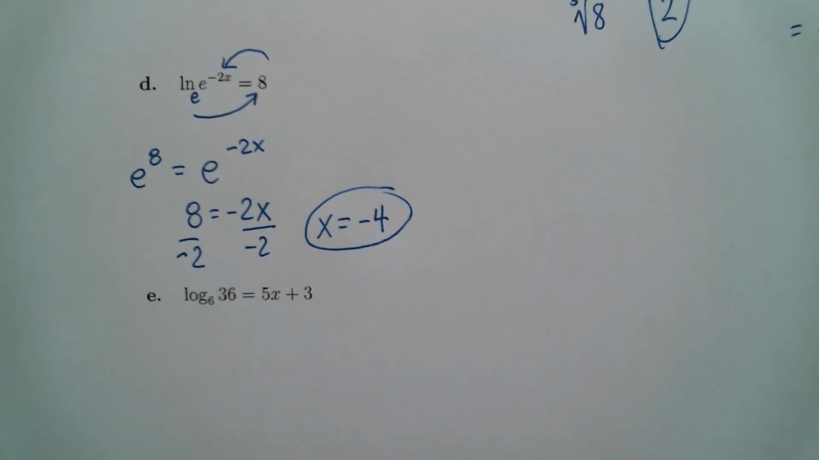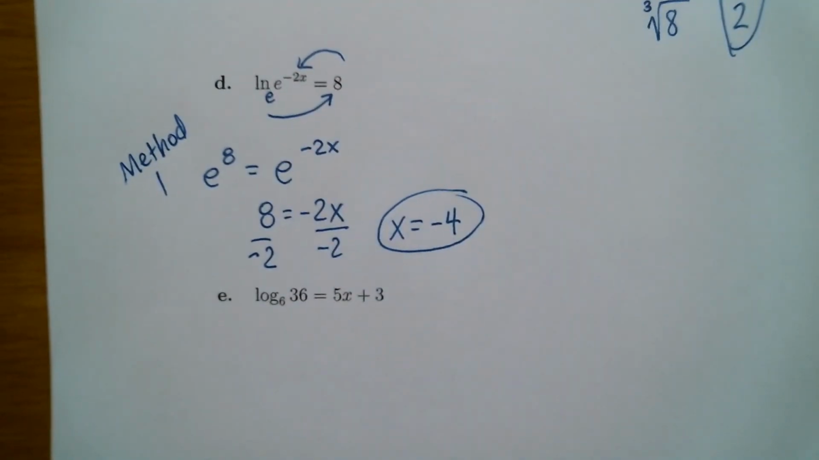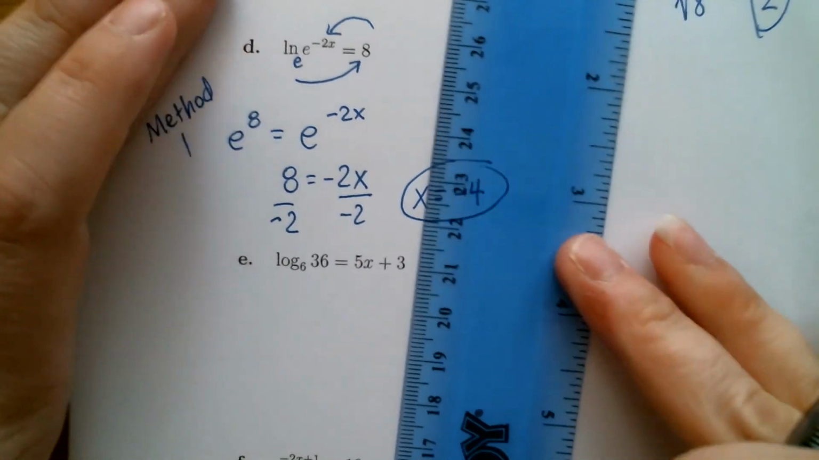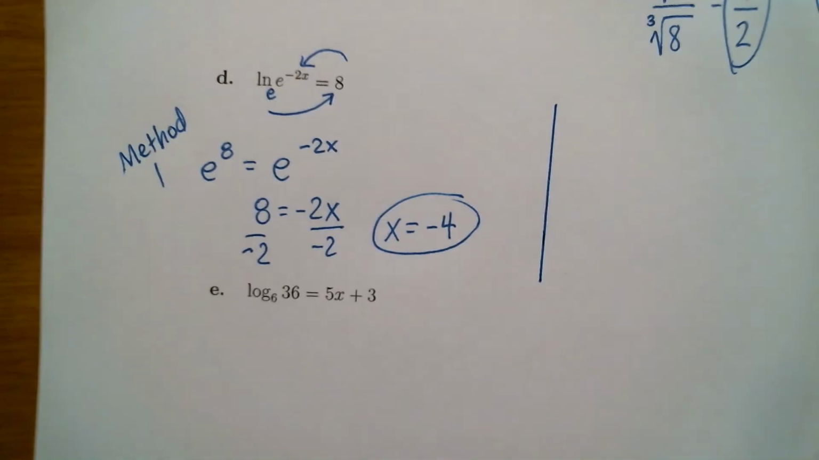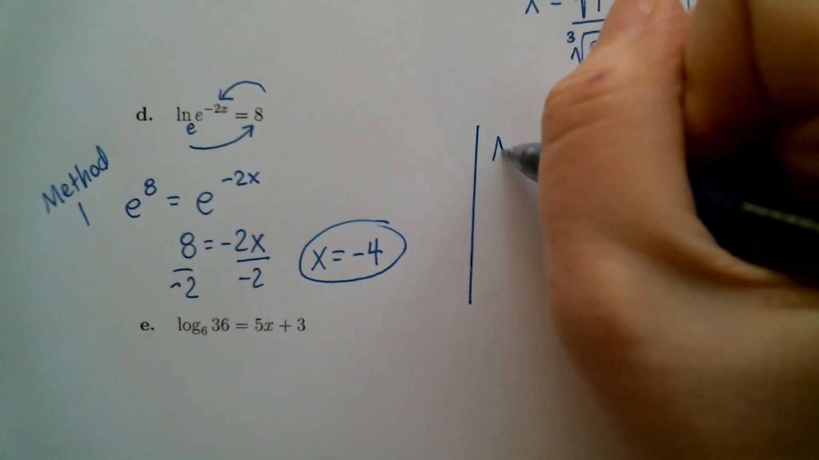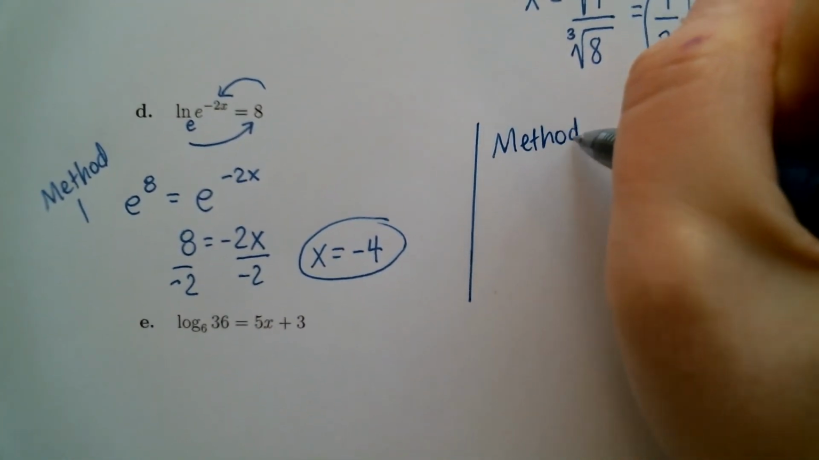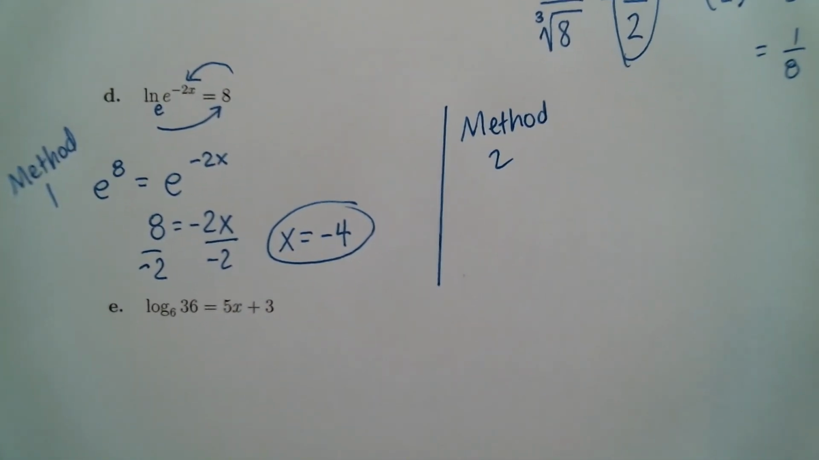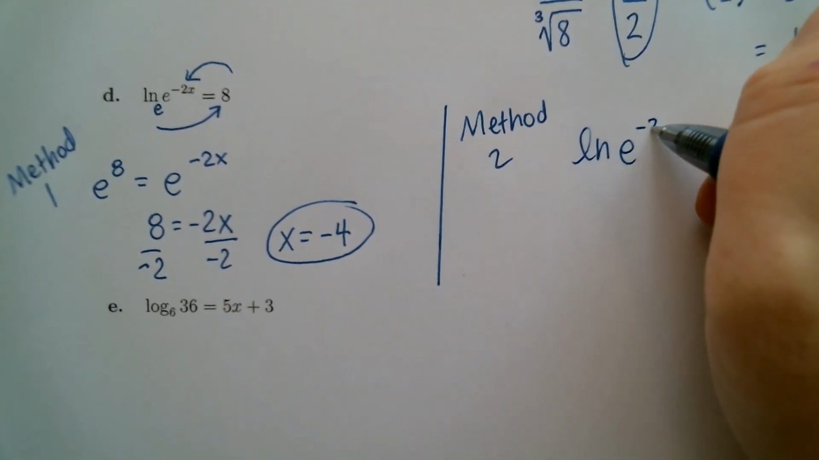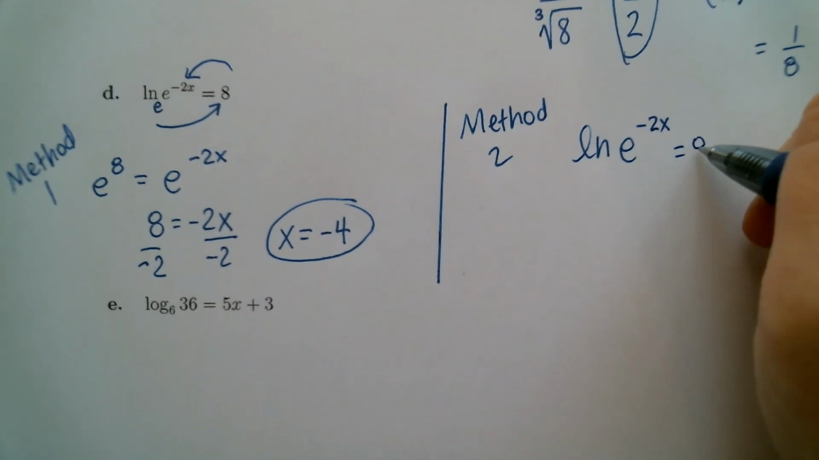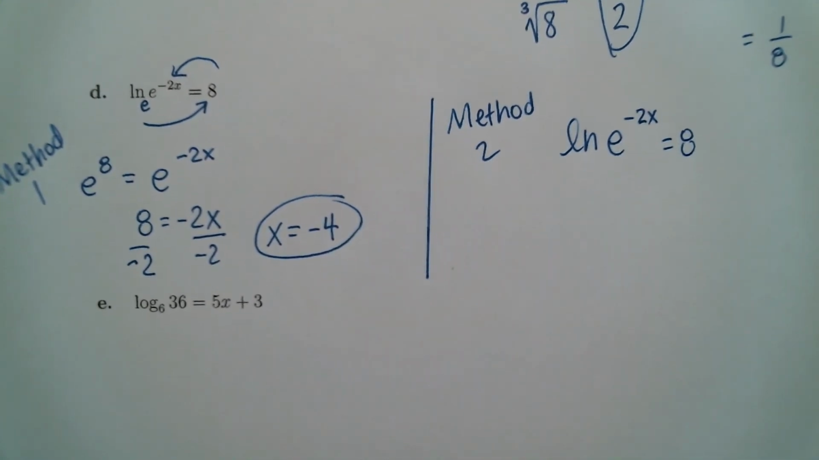Now here is a second way that you can do this. I'll go ahead and write method 1. Both should give you the same answer. It's just a matter of preference. Which way do you understand it better? All right, so here's method 2. I'm going to go back to the original problem. Natural log of e to the negative 2x is equal to 8. So I'm solving this.